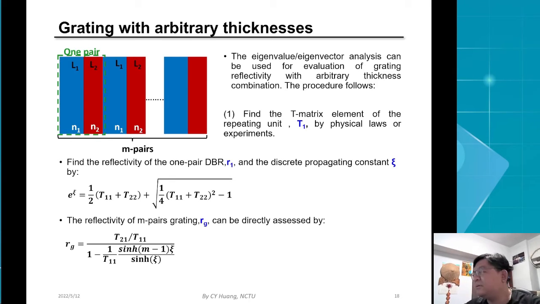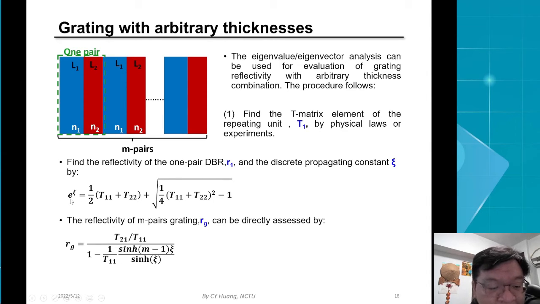Okay, so now we're trying to make the application range a little bit broader. Let's assume the thickness of each layer is arbitrary, an arbitrary given thickness like L1 and L2. But the rule is the same. It is repeating itself in one pair, and since it is still a reciprocal system, the property of the eigenvalue can still be written in this way.